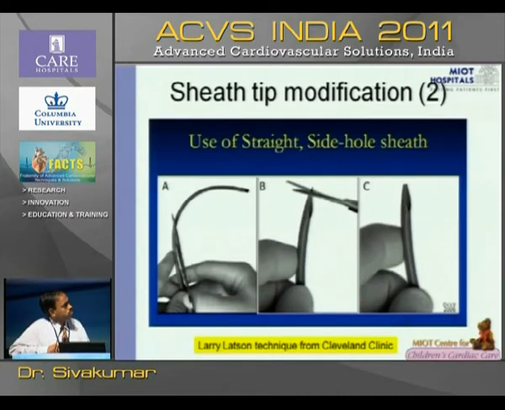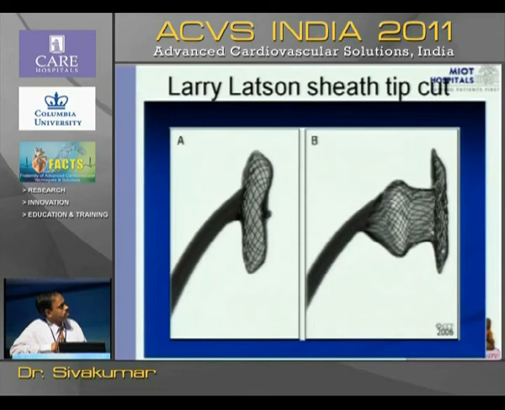So what he did was cut along the undersurface of the sheath, and let's see how it works. When you are cutting along the undersurface of the sheath, your device doesn't come perpendicular to the sheath, but comes sort of oblique to the sheath. Let us see a total example.